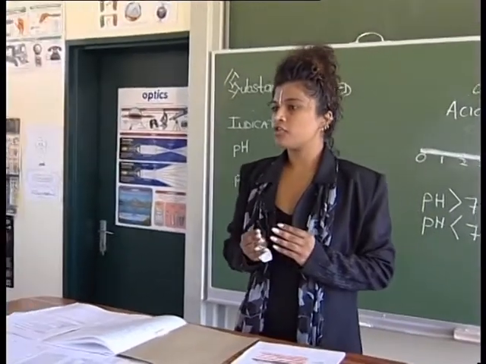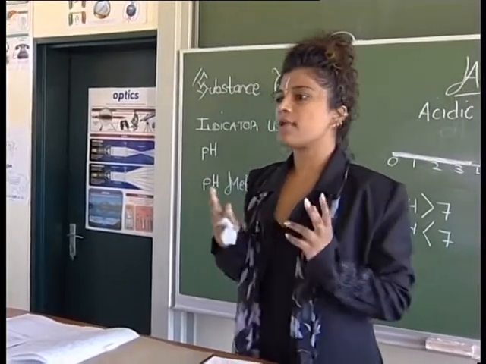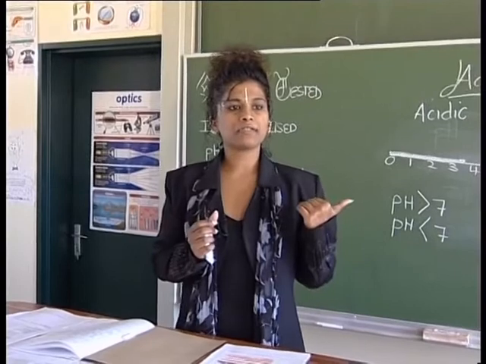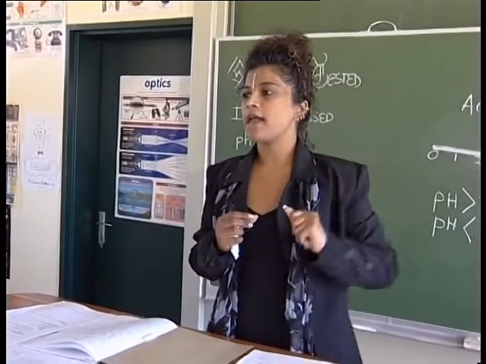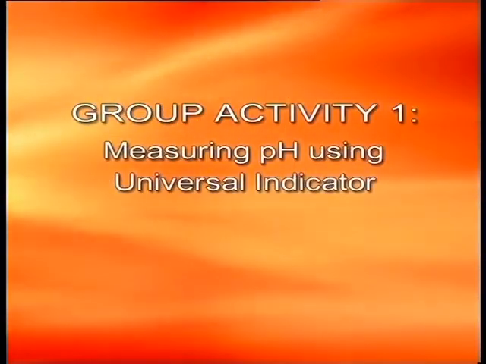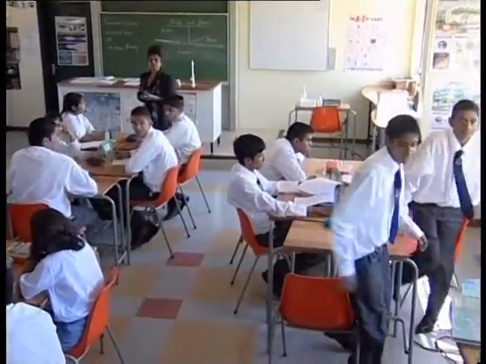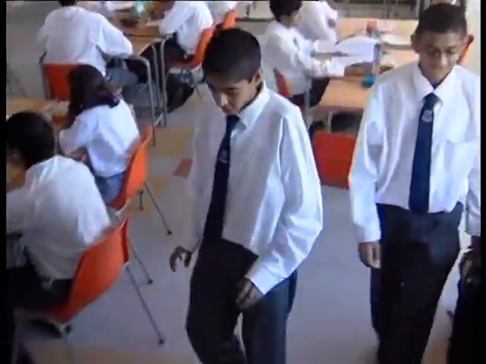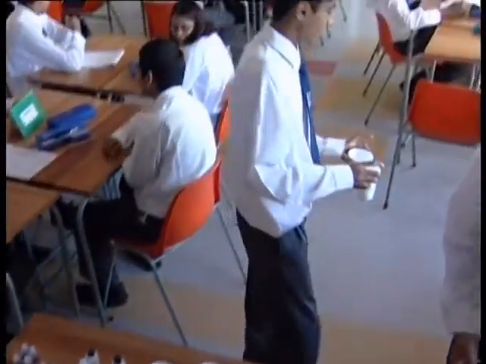The reader of each group, please read out the chemicals that you require and the apparatus that you require. And the chemicals manager, please go and collect your chemicals. Your chemicals are over there, and your apparatus is over there. Learners from each group collect the materials required for the experiment of measuring pH using a universal indicator.